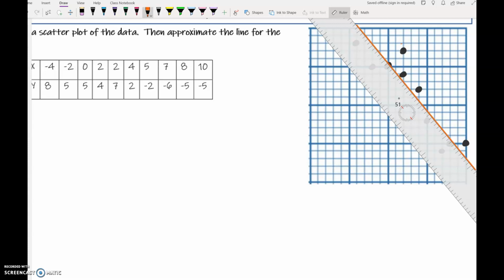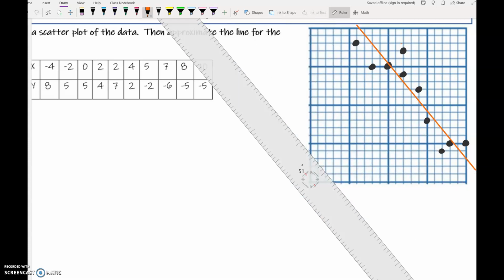Here's what I mean. I didn't try to hit any of the data points, but if the line goes through a data point, that's okay. So don't try to make it hit a point, but if it hits a point because that's the line that seems to fit, that's fine.